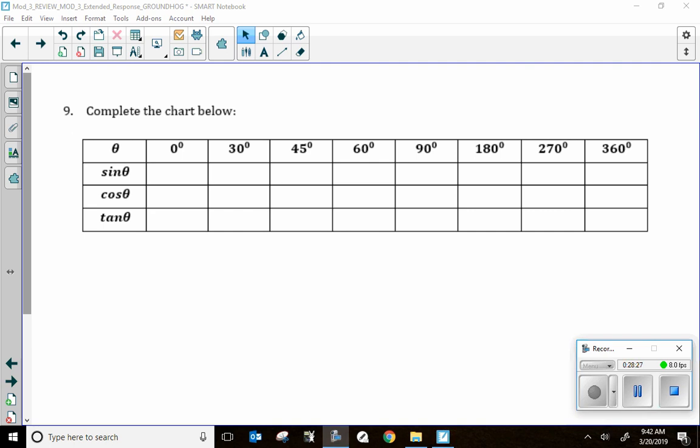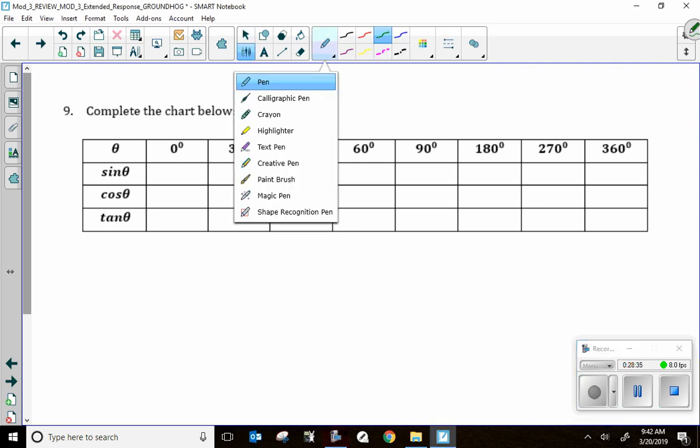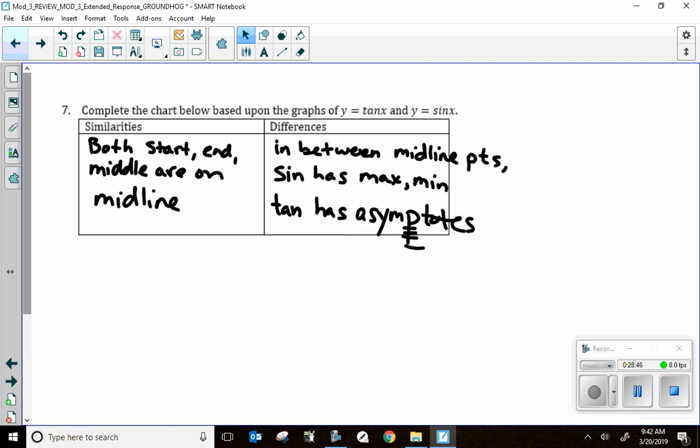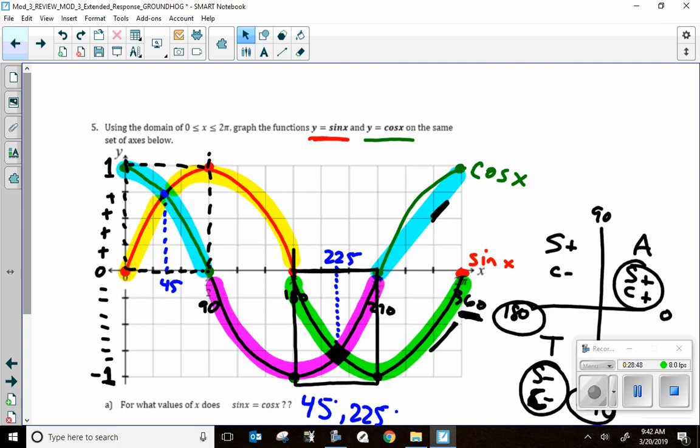Filling in the chart with sine, cosine, and tangent of the given angles. I am going to first focus on 90-degree increments because those are the easiest ones to do. Okay? And I'm going to look at my graphs for this. I'm going to go back here. Let's look at sine.